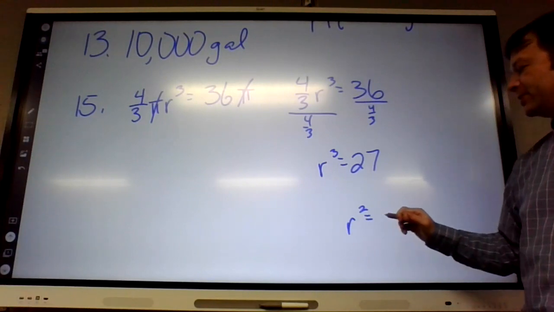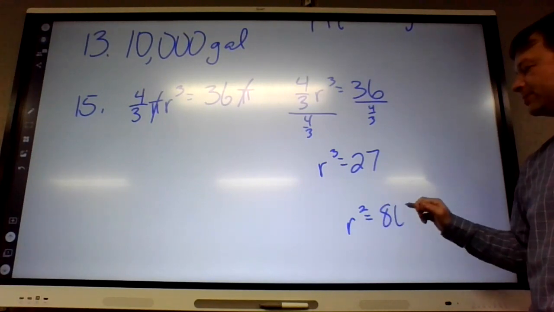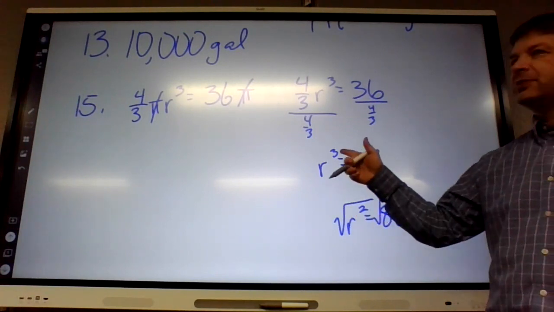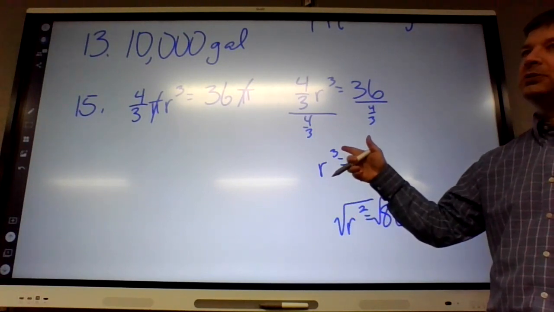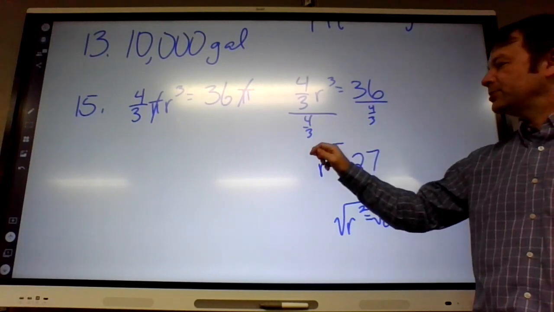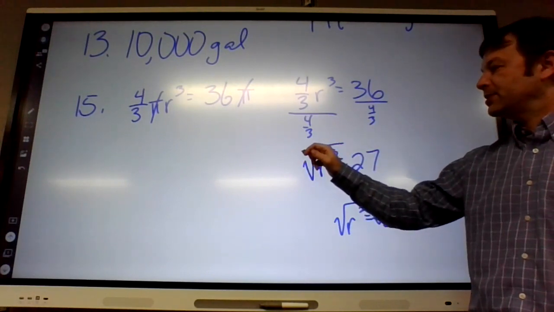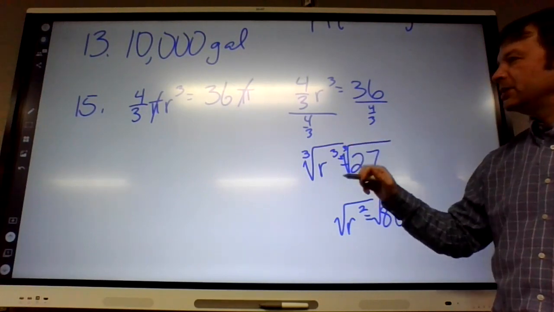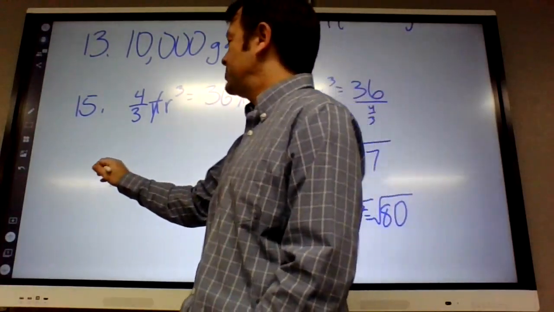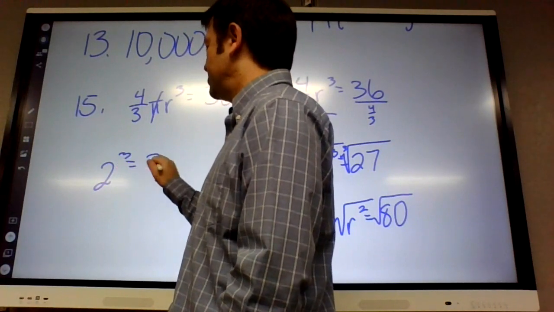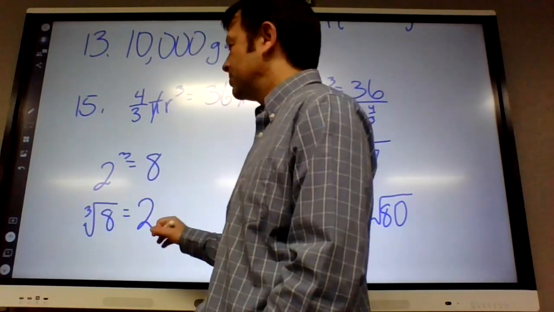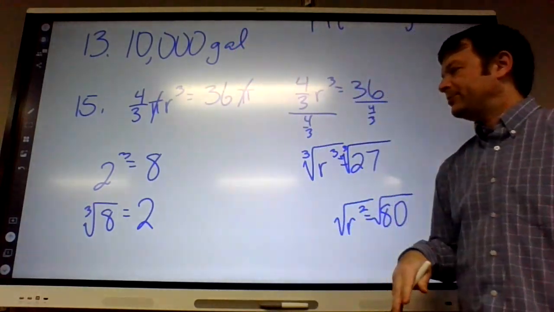Divide by 3. Okay, what did we do on this problem? We square rooted it. What's the opposite of a cube? Cube root. No, you said it. That's exactly how you say it. Cube root. So, an example, if 2 cubed is 8, like 2 to the third is 8, the cube root of 8 is 2. They cancel each other. They're opposites from each other.